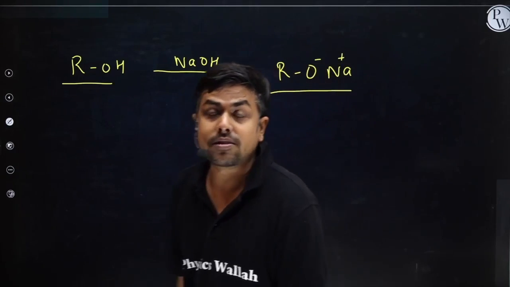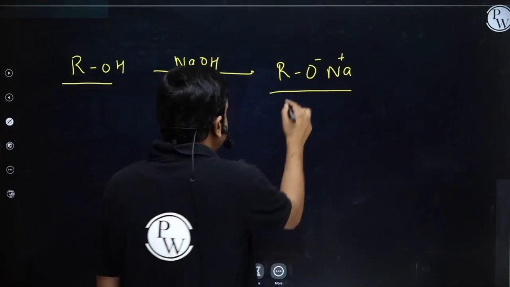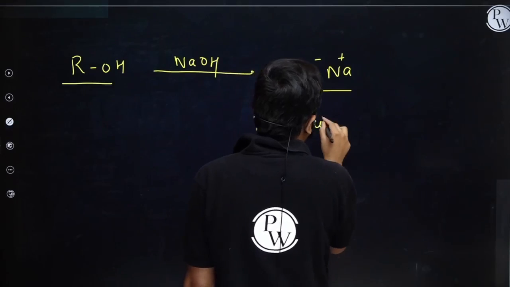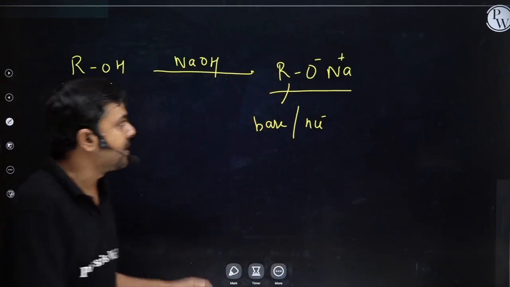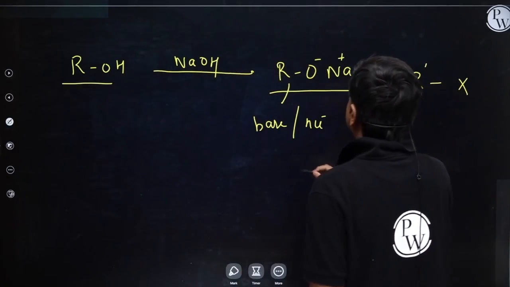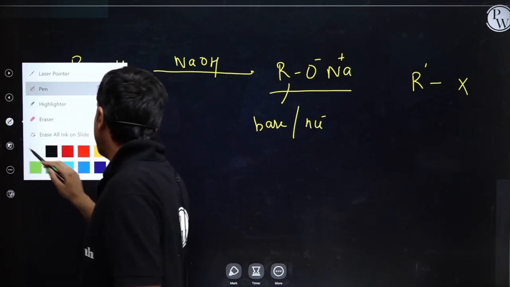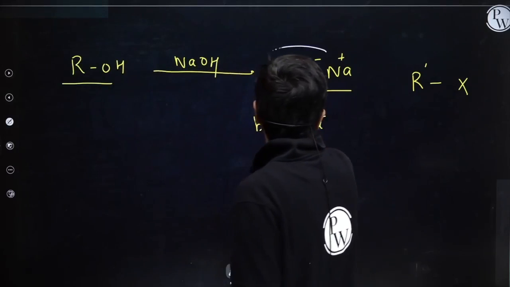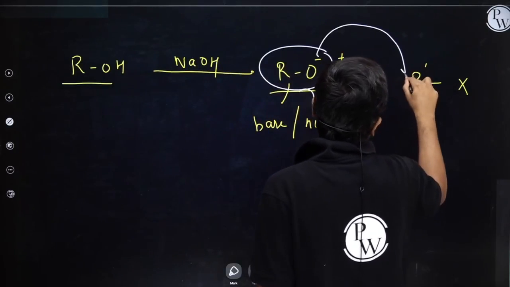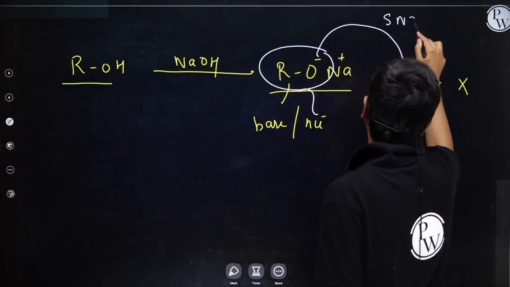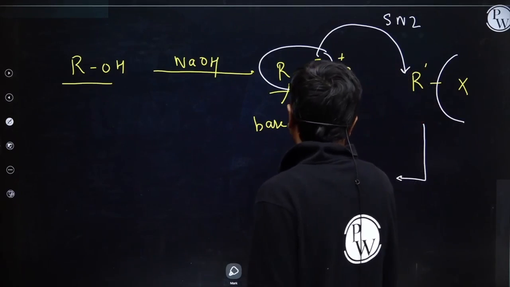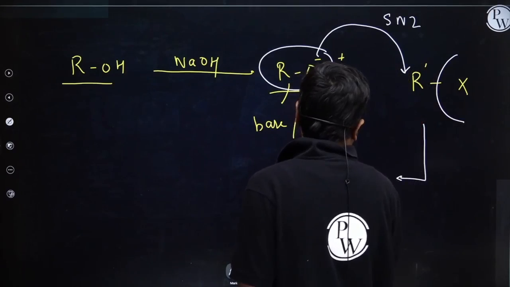Now this alkoxide ion may act like a base, as well as nucleophile. If this alkoxide ion is treated with 1 degree or 2 degree alkyl halide, then it will have a nucleophilic behavior. It will attack from backside via SN2 pathway, and this halogen will get departed. I will have the formation of ROR' ether.